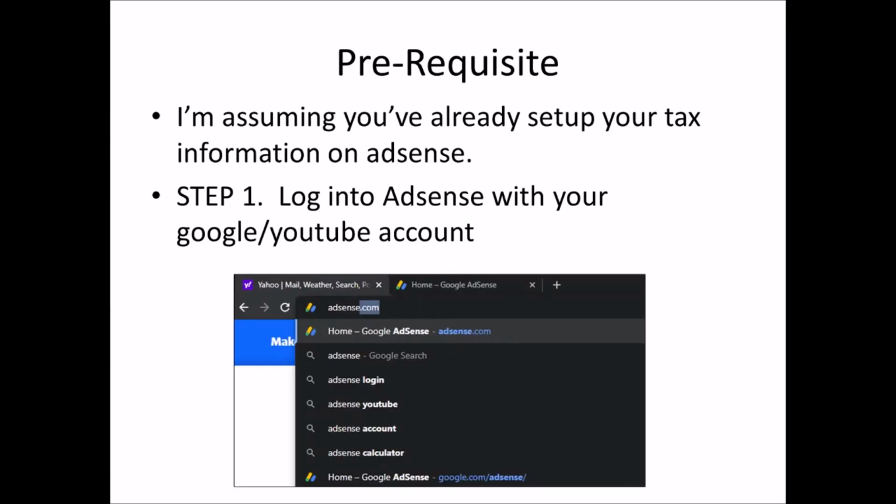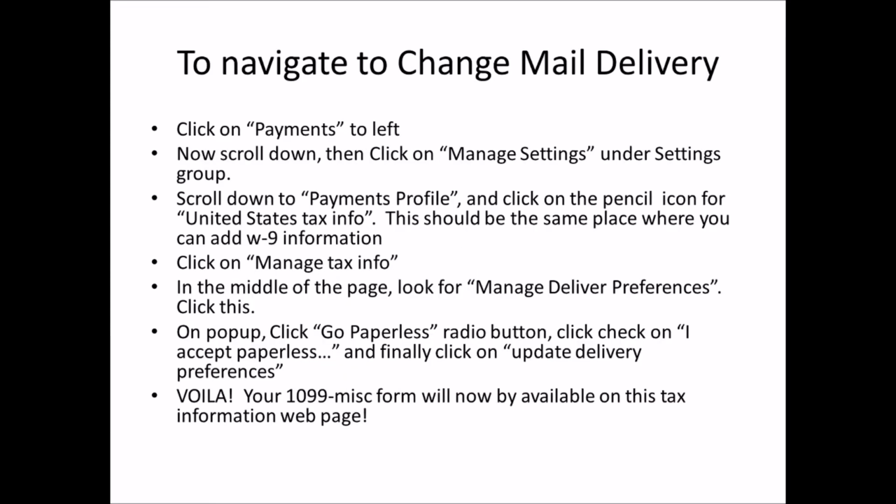The first thing is you'll have to have already added your tax information. In the United States, it's the W-9, and this is done through AdSense. So I'm assuming you've already done this. First, log into AdSense. These are the steps: you'll click on Payments on the left side, click on Manage settings, click Payment profile, and so forth. I'll go through the steps right now.